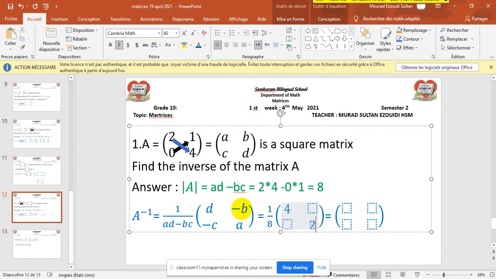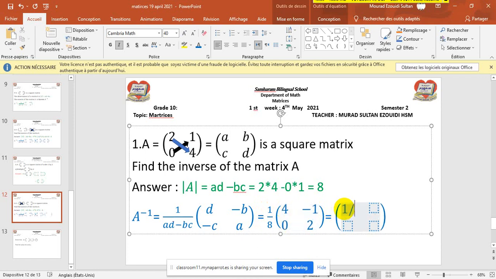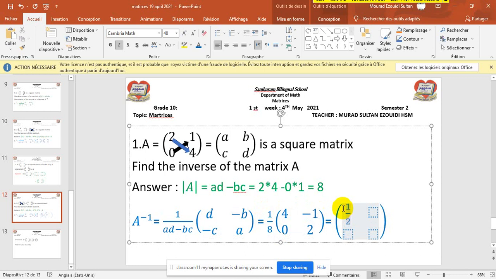Then here I will make negative B. You see here B is 1, I will make negative 1. Then here C is 0, I will make negative 0 means 0. No need to put negative 0. So this one, my daughters, it will be like that. If you would like to continue, you will make 1 over 4 multiplied by 4. It will be 1 over 2. Clear? 1 over 2. Then 1 divided by 8 multiplied by negative 1 gives negative 1 divided by 8.